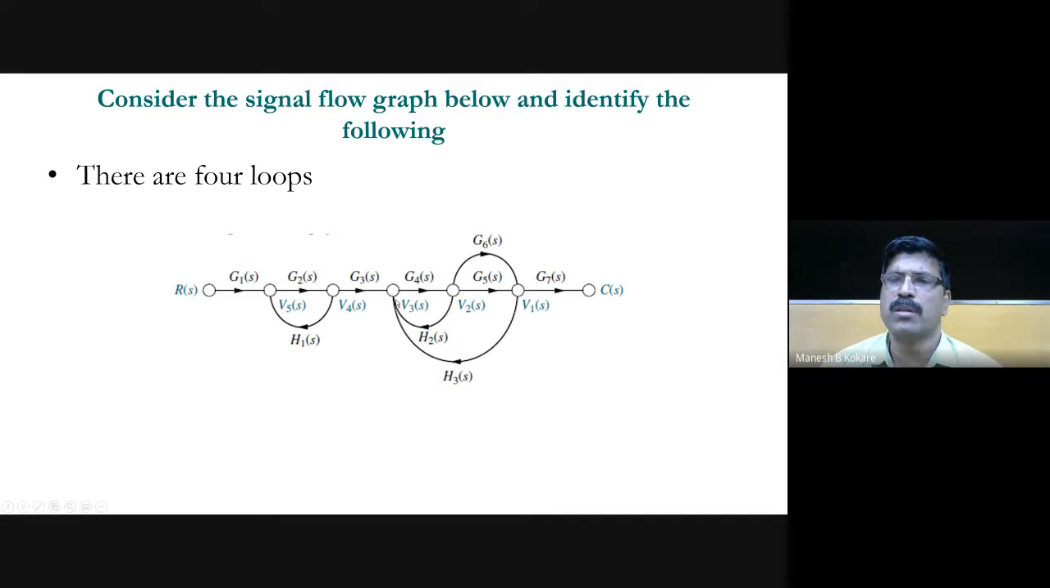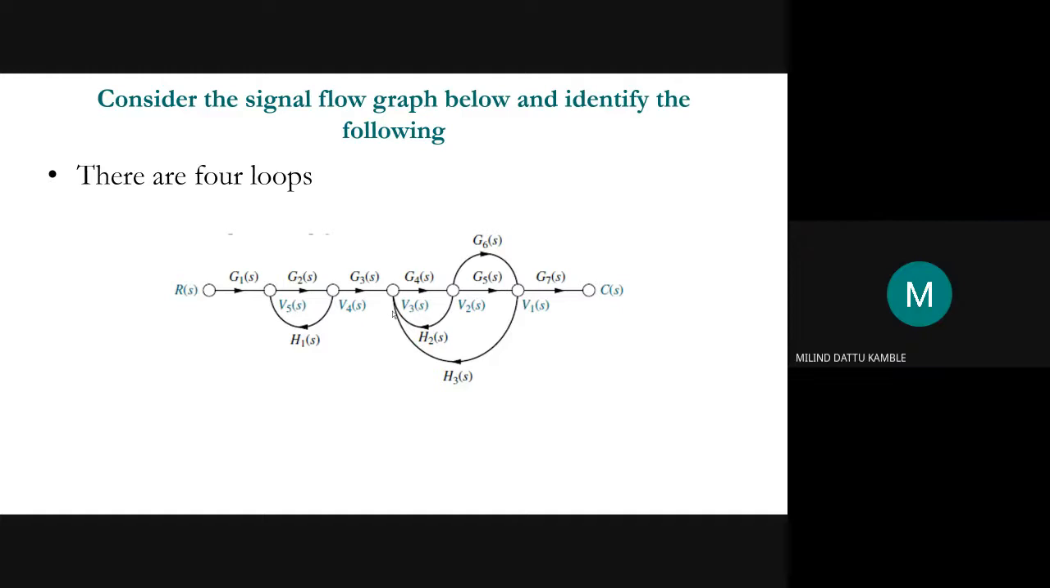What about the third loop? The third loop will be G4 of S into G5 of S, and then again the signal will come back to this location via H3 of S. So the third loop is G4 of S, G5 of S, and H3 of S. Is there any fourth loop? Can you identify if there is any fourth loop? Somebody? I have told you three loops. This is one loop, this is another loop, and a third loop is this one. Is there any fourth loop in the given problem?